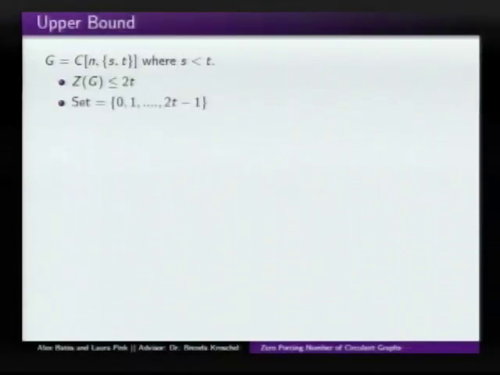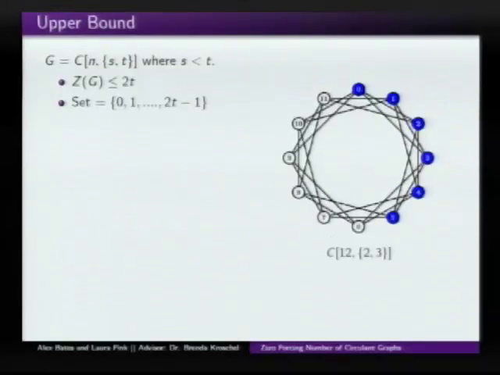The set would be 2t vertices in a row, right next to each other. So here, if we have the graph 12, 2, 3, our t would be 3, and 2t is 6. So the zero forcing number would be less than or equal to 6. If we start with 6 in a row, we can see that vertices 2 and 3 only have 11 and 6 that are white, so they can force. And then the ones next to them can force, and so on until the whole graph is forced.